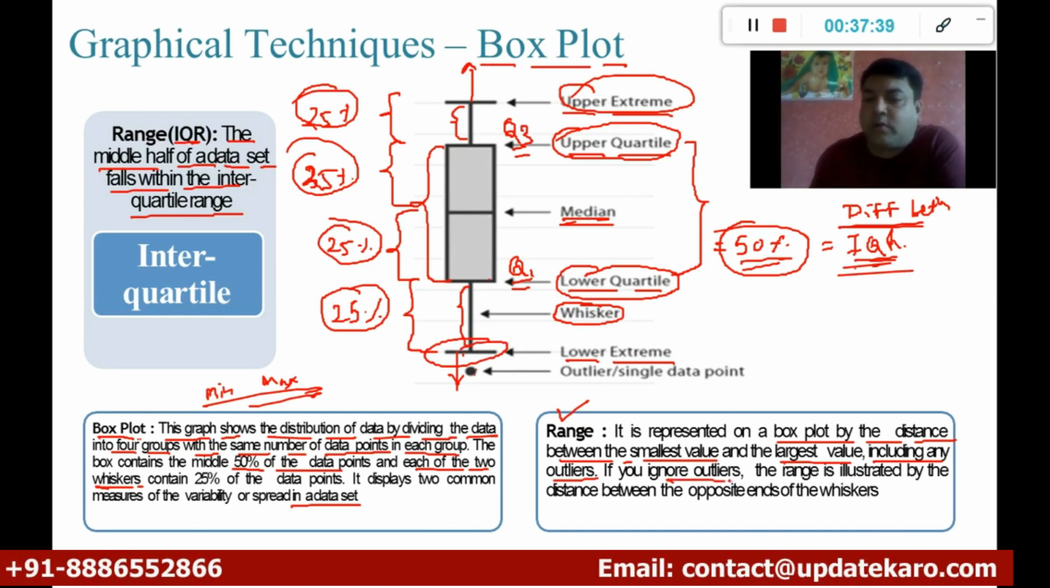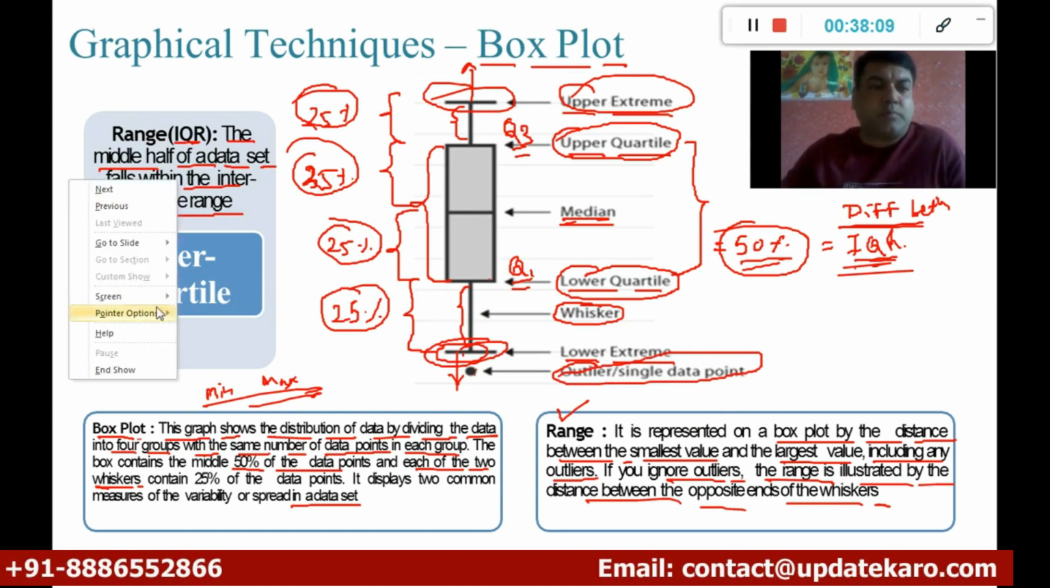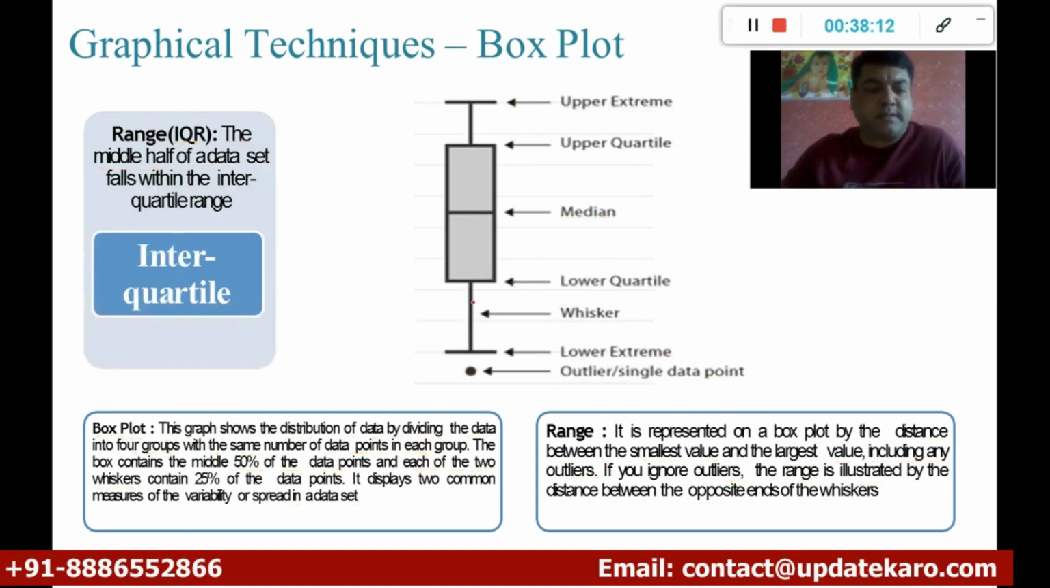But if I ignore the outliers, the range is illustrated by the distance between the opposite ends of the whiskers, that is the upper extreme and the lower extreme. So it depends on whether I include or exclude the outliers for my range. An outlier is nothing but that odd data point which the box plot is used to find out. Let us understand this box plot concept in more detail in Excel.